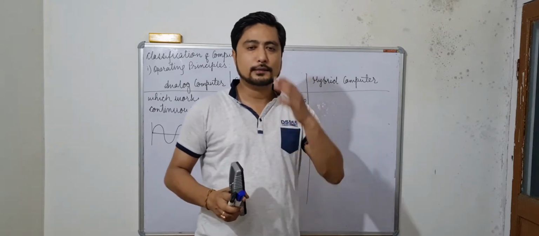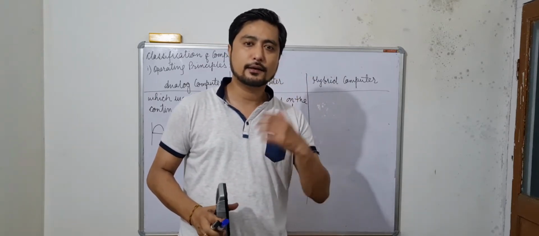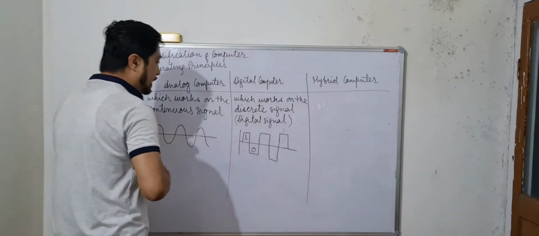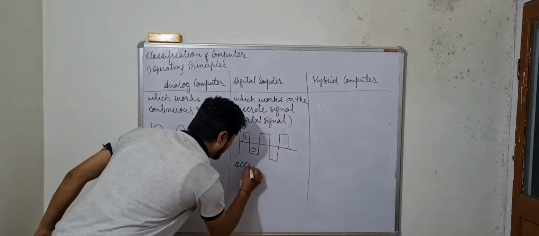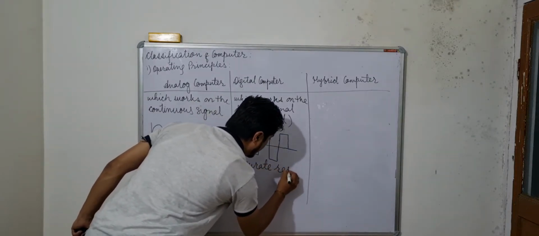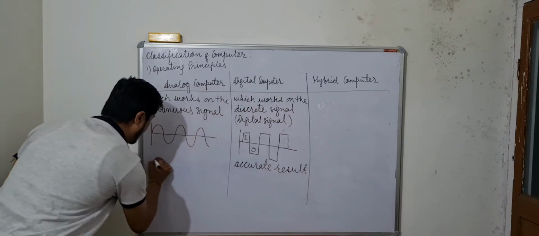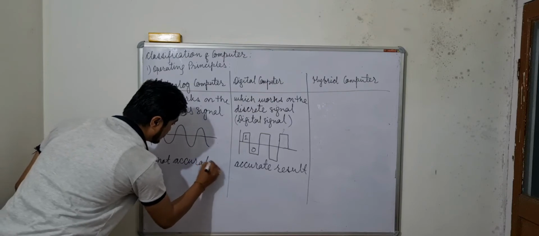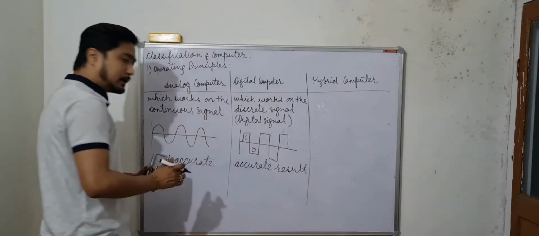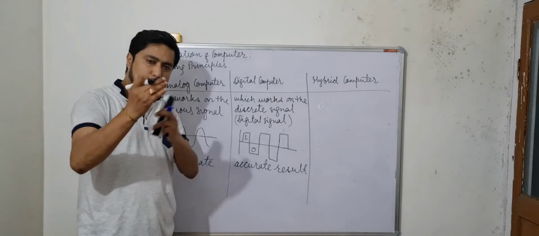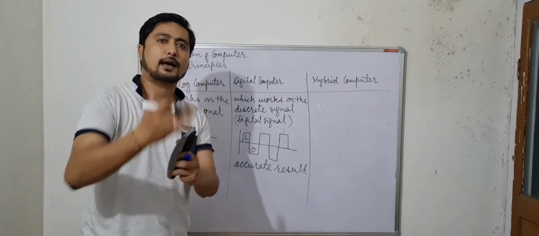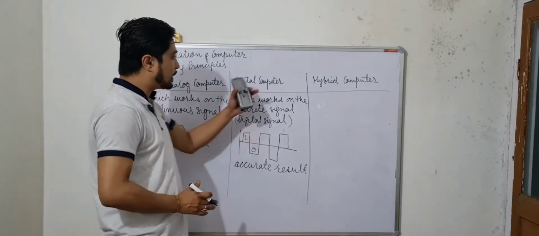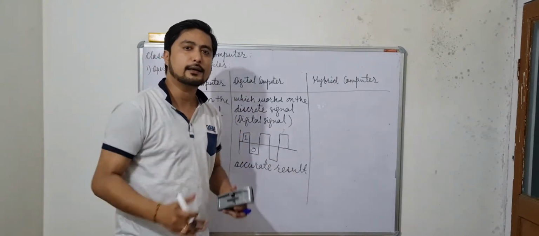And again one thing, the digital computer gives the accurate result and it is faster than analog computer. But the analog computer is not accurate. It gives the approximate answer. Whereas the digital computer gives the accurate answer.